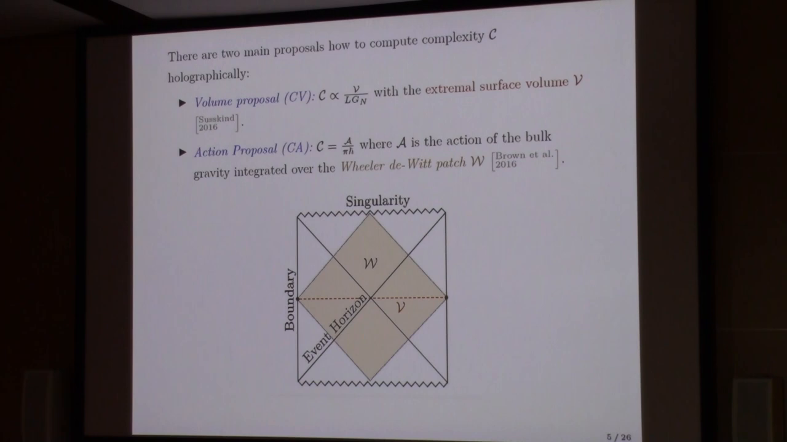The other idea was the complexity equals action proposal, where they said you should take the Wheeler-DeWitt patch and evaluate the action inside of this Wheeler-DeWitt patch, and that would be a measure of complexity. So that was the proposal by Susskind a number of years ago, and there has been a lot of further progress and debate in this field. I can talk about this forever, but I don't know what your question is like. Are you satisfied?